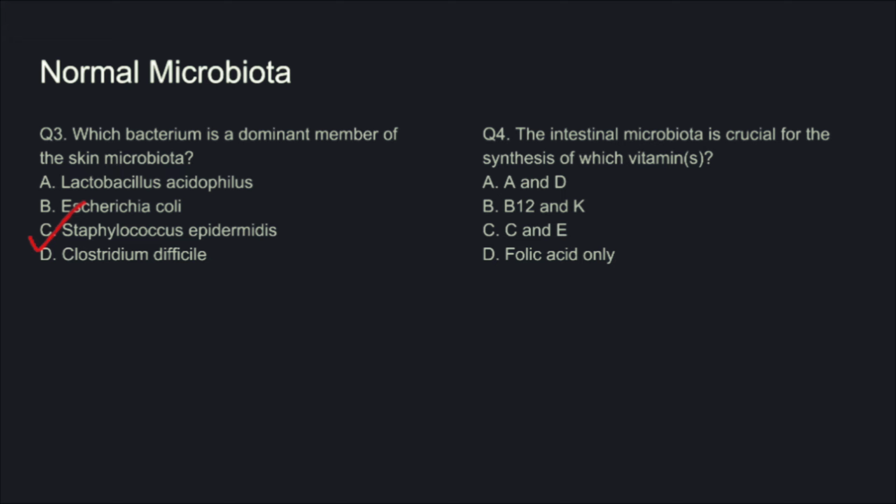Question number 4. The intestinal microbiota is crucial for the synthesis of which of the vitamins? Options are A. Vitamin A and D, B. B12 and K, C. C and E, D. Folic acid only. So you all know the correct answer for this question is option B, B12 and vitamin K.